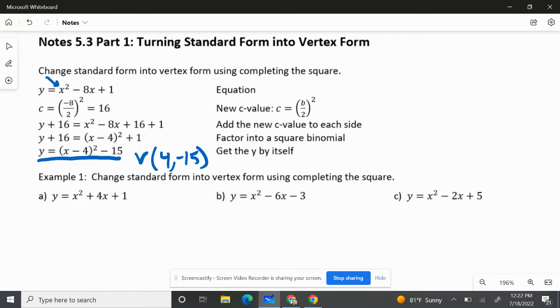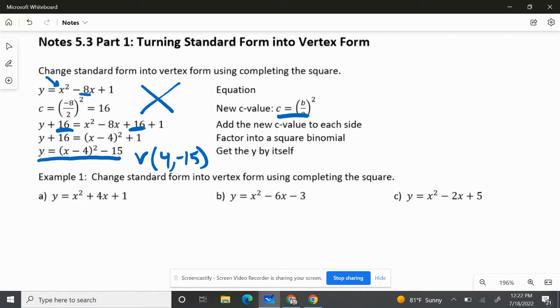Now the process is we first find our new c value. So we're going to take our b value, which in this case is -8, divide it by 2 and square it, which gives us 16. We add the 16 to both sides of the equation. Whatever we do to one side, we do the same thing to the other.